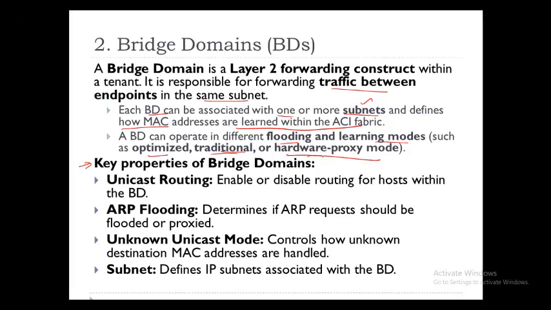Key properties of bridge domain. Unicast routing enables or disables routing for hosts within the bridge domain. If you want to enable unicast routing, you can punch that enable or you can disable. ARP flooding: within the bridge domain, if it is enabled, they're going to talk. You need not write any policies or contracts for that.